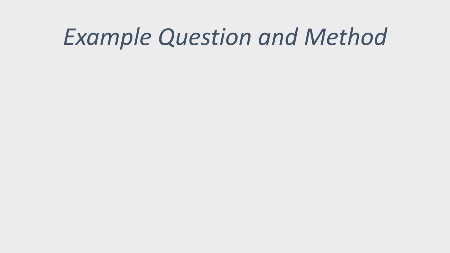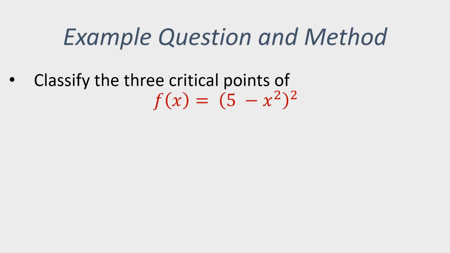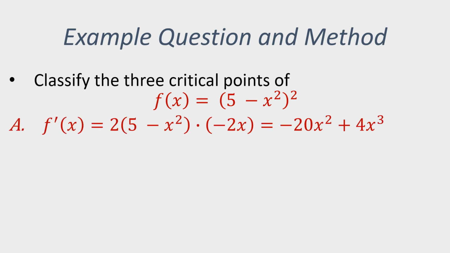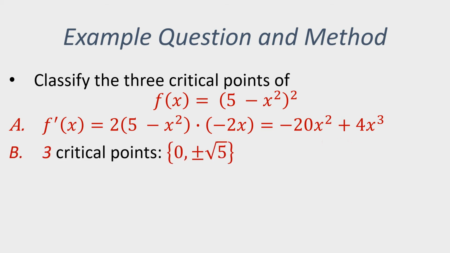So let's look at an example. If we take the 3 critical points we discovered earlier of this function, look at the first derivative, we saw that that is 2 multiplied by 5 minus x squared multiplied by minus 2 times x, this term here. If we simplify that, we see that the first derivative is minus 20x squared plus 4x cubed. We saw that the critical points, there were 3 of them, are 0 and plus or minus the square root of 5.